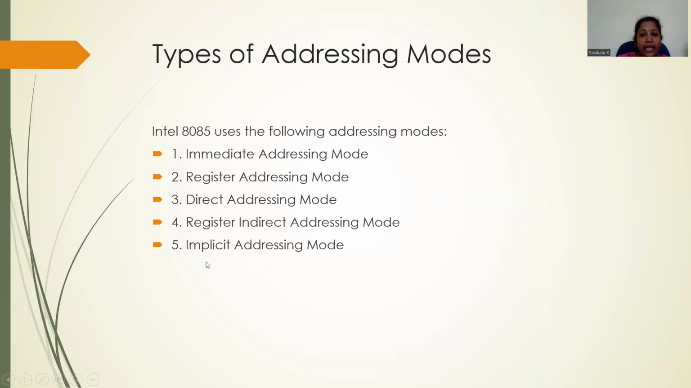Now, in 8085, we have 5 types of addressing modes. The first one is the immediate addressing mode, then the register addressing mode, direct addressing mode, register indirect addressing mode, and the implicit addressing mode.